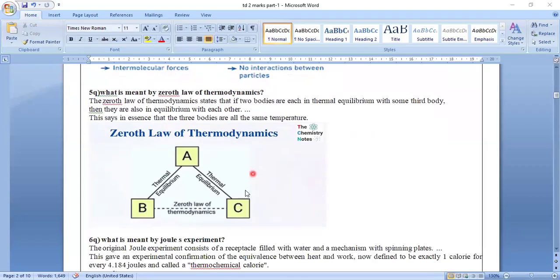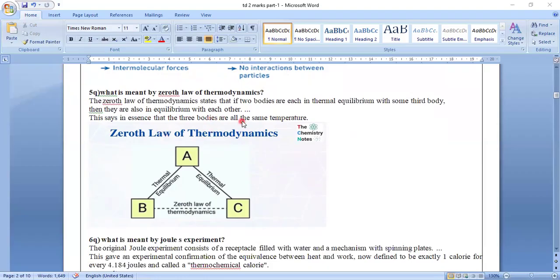Fifth question: what is meant by the zeroth law of thermodynamics? Let me take the definition first. After that, I will take the image to explain. So what is happening?